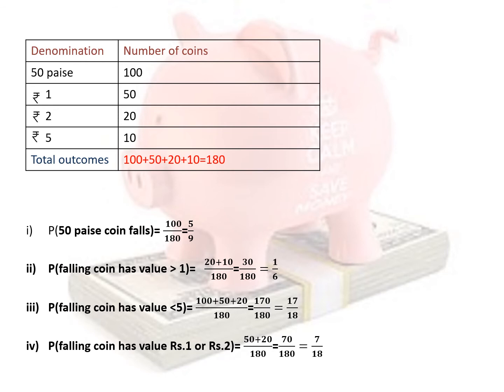Next they are asking you to find out the probability of falling coin having value less than 5. So we will include 50 paise, rupees 1 and rupees 2 in this case. So 100 plus 50 plus 20, that is 170 upon 180. So the answer will be 17 upon 18.